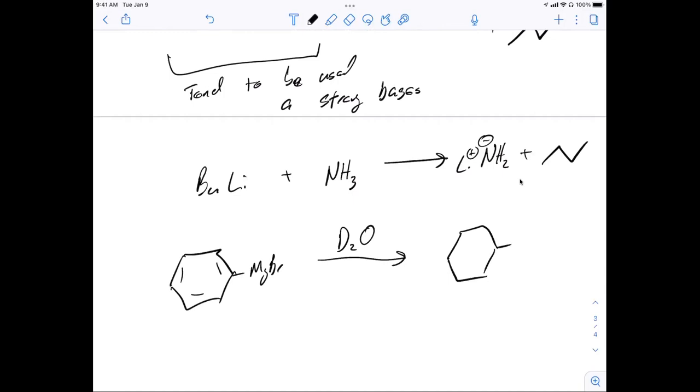And again, as a base, it's just going to extract that proton here. Deuterium is heavy water, so heavy hydrogen. So this is a way for me to add a deuterium. And again, we've seen this before. The reason that we never react the Grignard in any type of proton source, such as water or alcohol, is because it acts as a base.